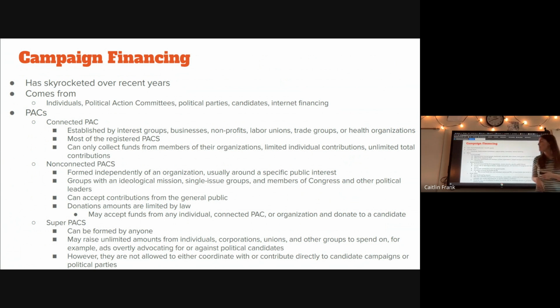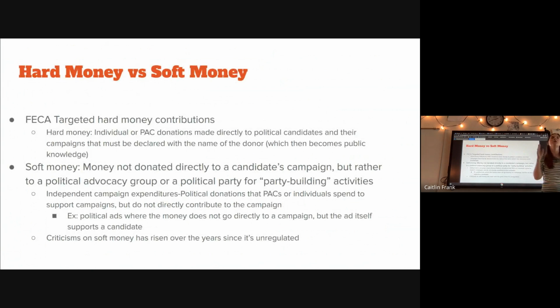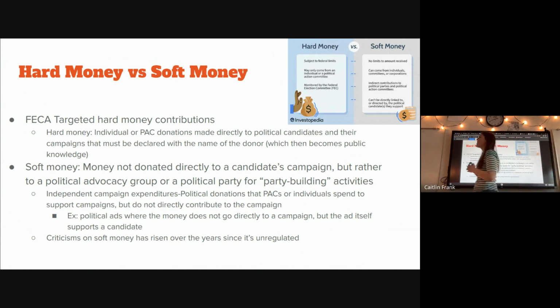Where does money come from? And I'm actually going to talk about one thing first before I go into the types of political action committees and where money comes from. I need to talk about types of money, which there's 2 types of campaign donation money. There's hard money and soft money. Hard money is directly contributing to a candidate.